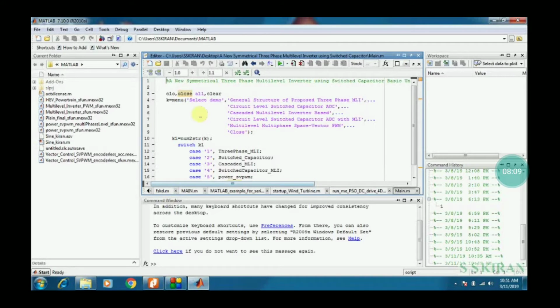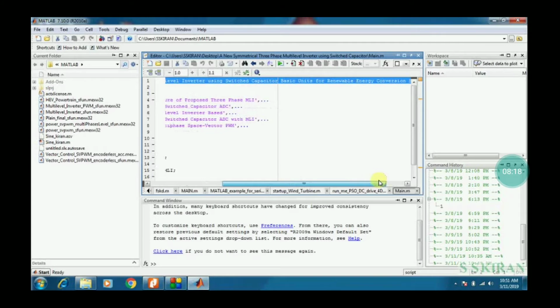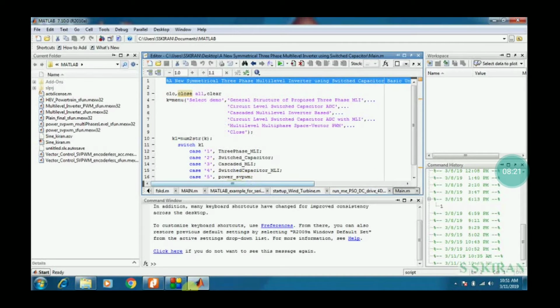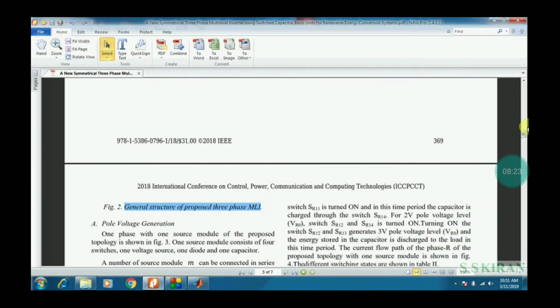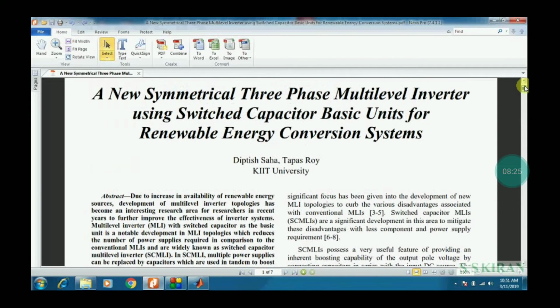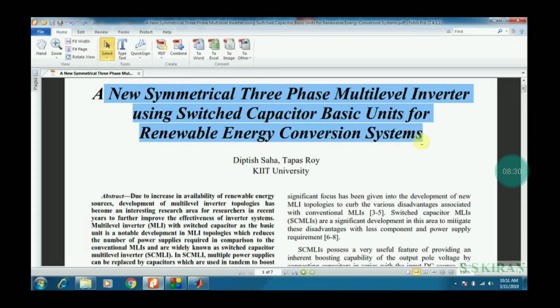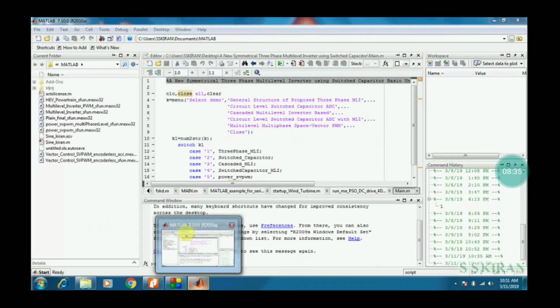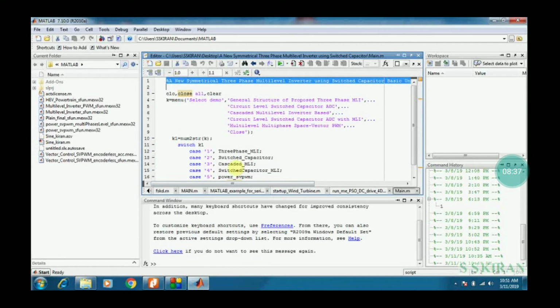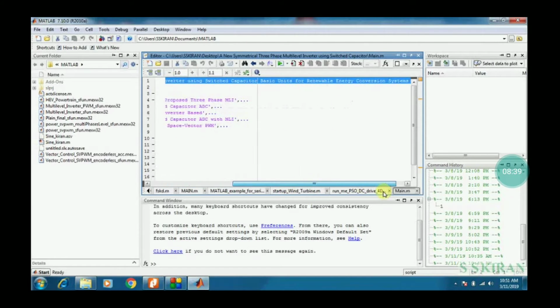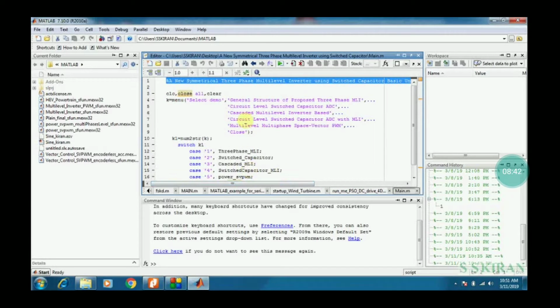Here I have shown the ready block. Yes, fine. See, that is a new symmetrical three-phase multi-level inverter using switched capacitor for renewable energy conversion systems. Right, it's fine. Come back to the title also. The title is also the same: a new symmetrical three-phase multi-level inverter using switched capacitor basic units for renewable energy sources.